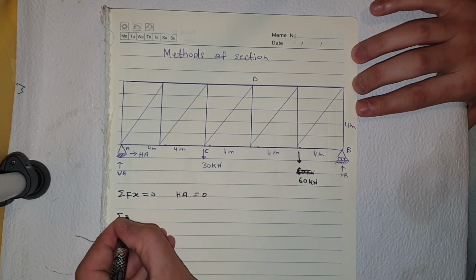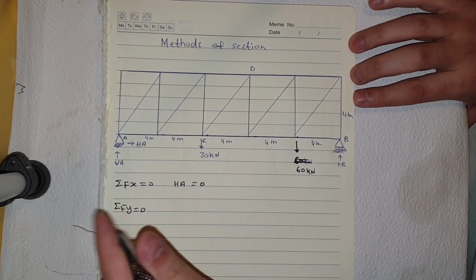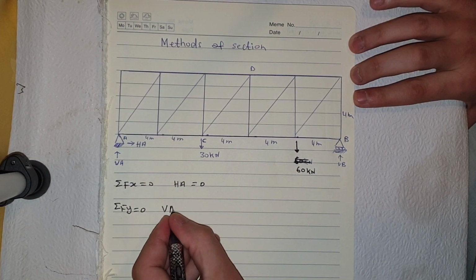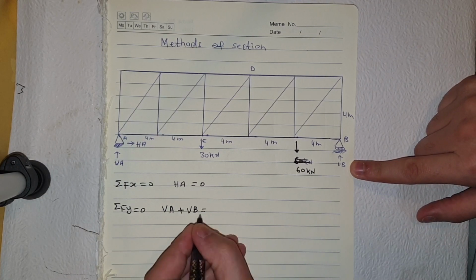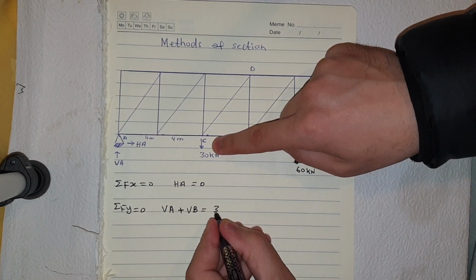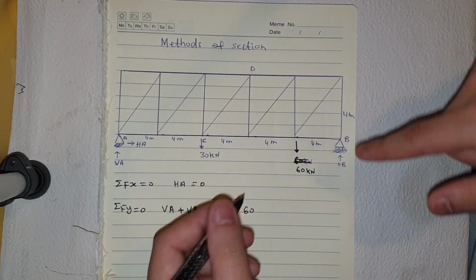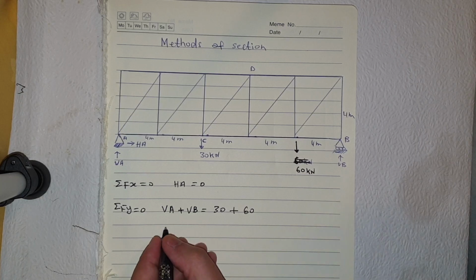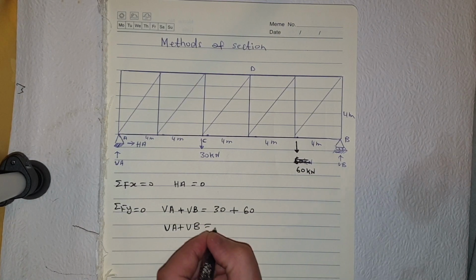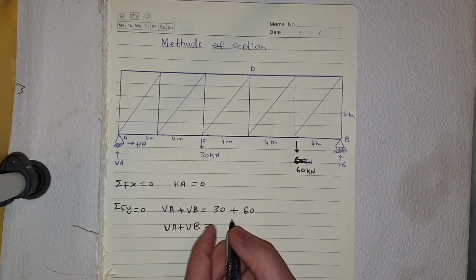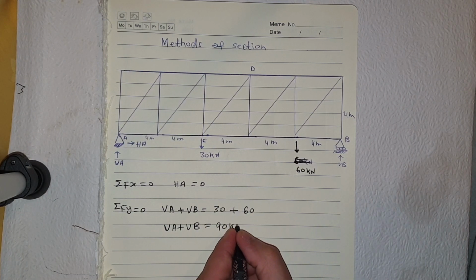Second step, I'll take summation of Fy, which is equal to 0. So I have VA plus VB is equal to 30 kilonewton plus 60 kilonewton, because they act opposite to VA and VB. So my VA plus VB will be equal to 30 plus 60, which is 90 kilonewton.